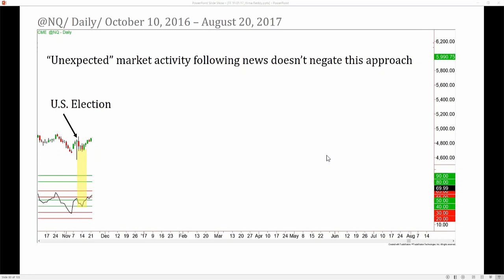I get it. It's human nature to question things. Well, I'm telling you up front that unexpected market activity, things like political events, which you'll see in this example, they don't change this approach. It doesn't mean you throw the zones out the window. It doesn't mean you mess with those settings.